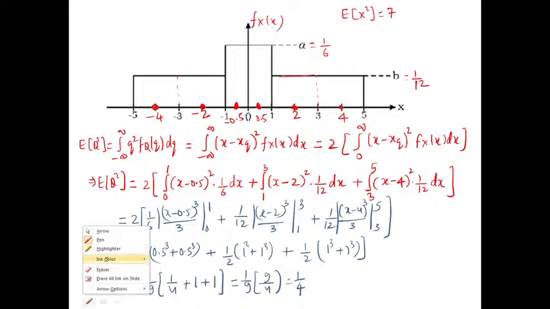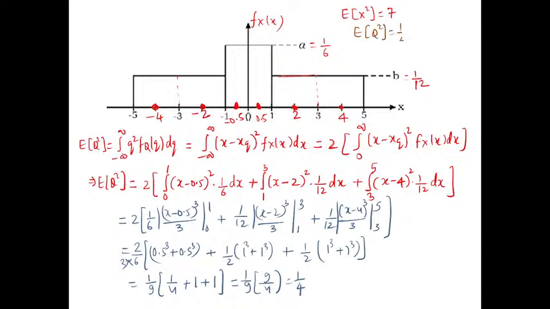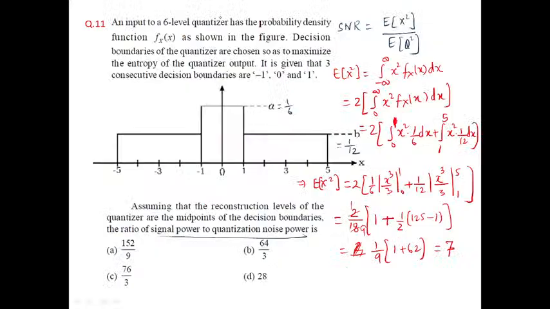So we have calculated Ex square, we have calculated Eq square. Now we can easily calculate SNR. So this Eq square is equal to 1 by 4. Now what about SNR? SNR will be equal to Ex square divided by Eq square. So this is equal to 7 divided by 1 by 4, so this is simply equal to 28. 28 will be the answer. So option D is correct.